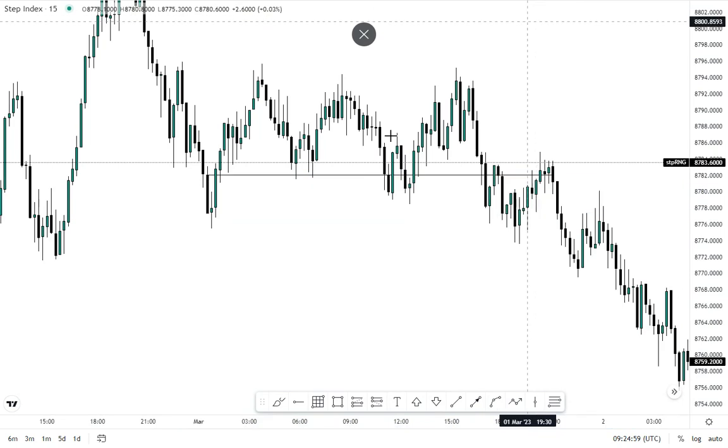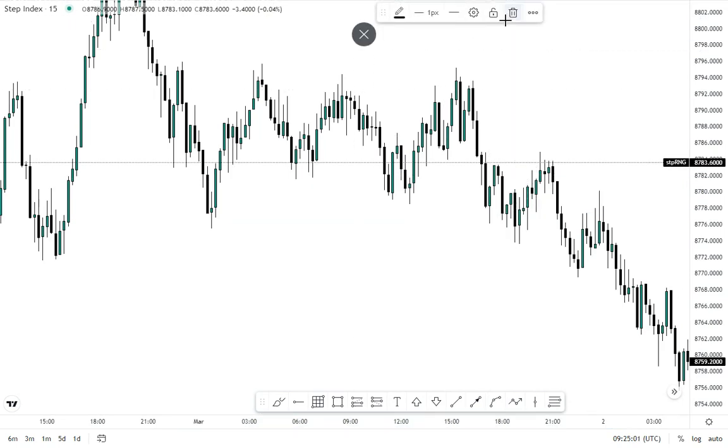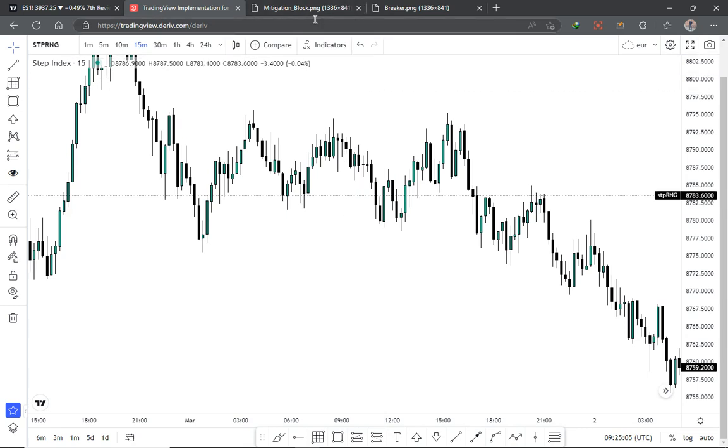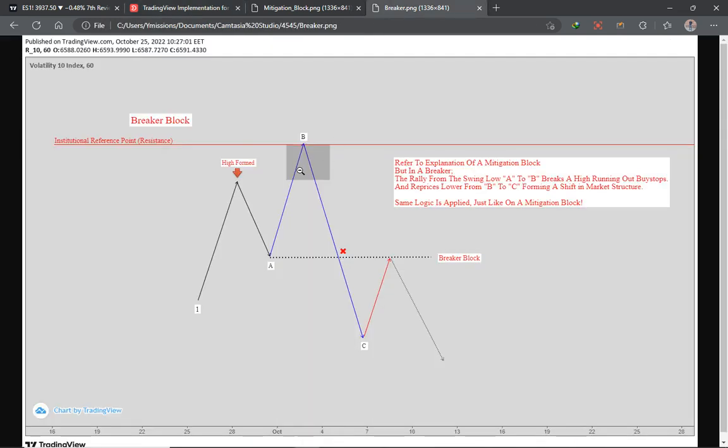But I'm not really confident with mitigation blocks. They're useful, but not really that much useful to me. So my best order block would be what? Would be a breaker block. All right, what is a breaker block? A breaker block is a slightly different type of order block. When compared to a mitigation block, it's almost the same.